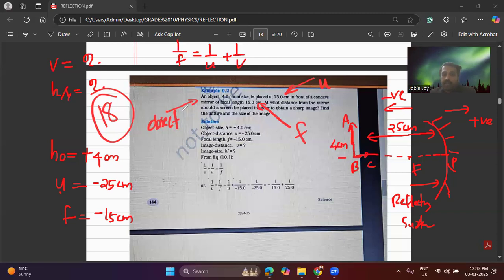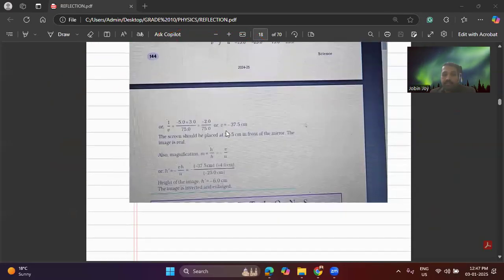Okay, then from this we have f, right? We have f, then we have u. So from this you can calculate v. By substituting all the values you will get v. So let me check what is the value of v. After solving this equation, you will be getting v is equal to minus 37.5 centimeter.